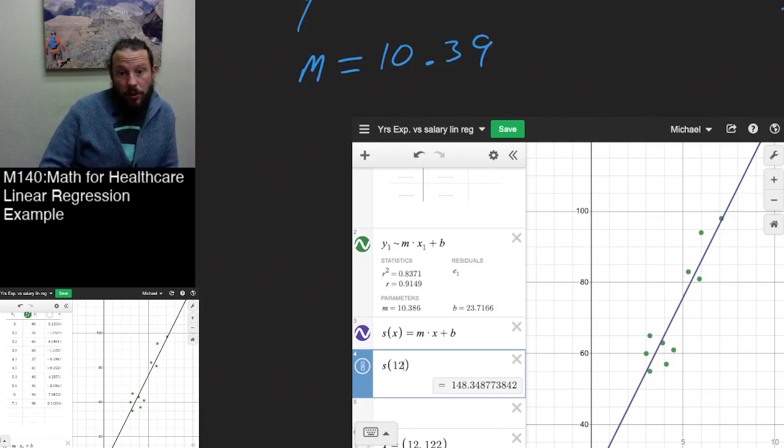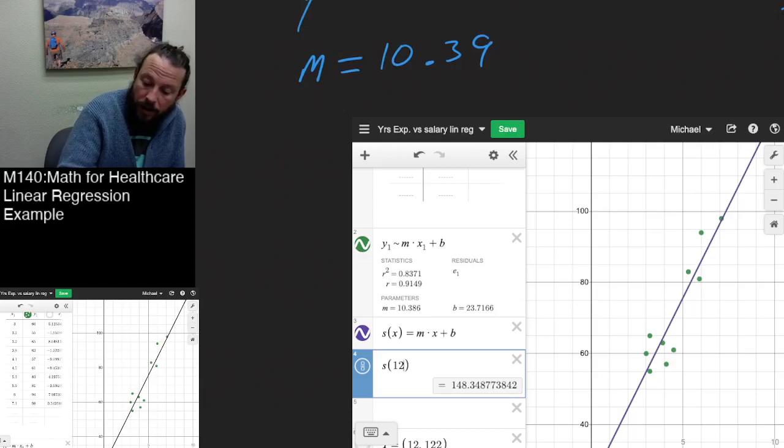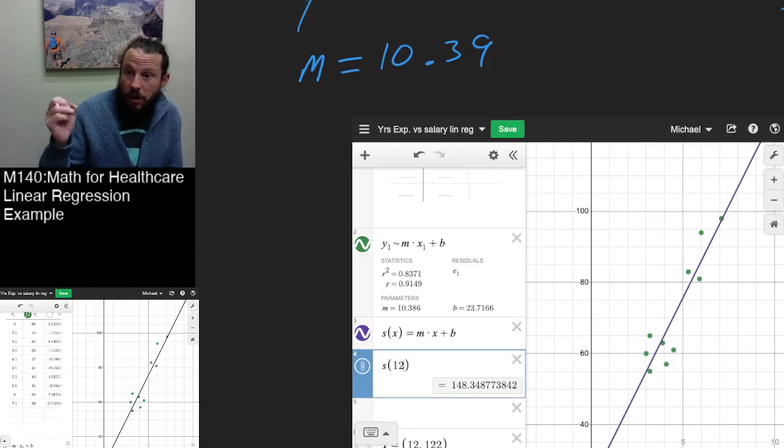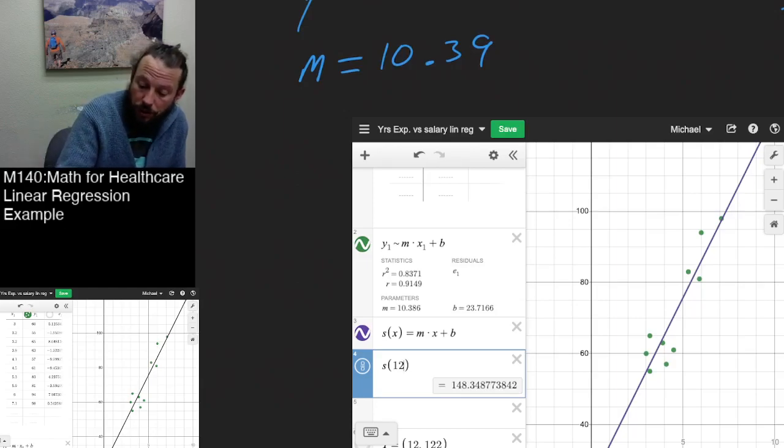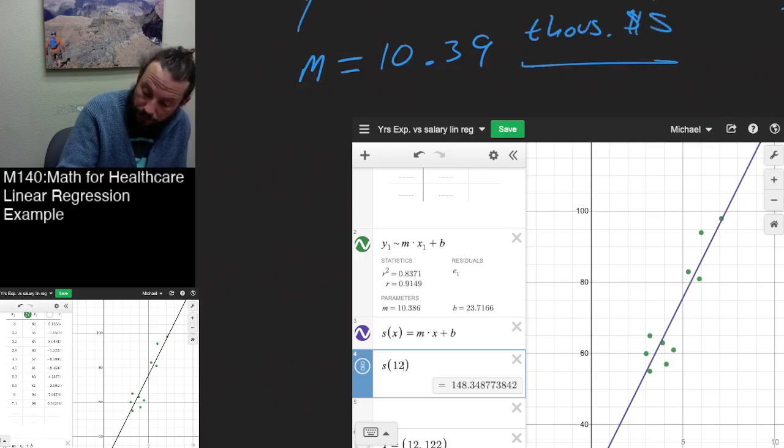If we want to interpret the slope in the context of the problem, we want to write down the units. And remember, the slope is the change in y over the change in x. So the units of the slope here are thousands of dollars per year experience.